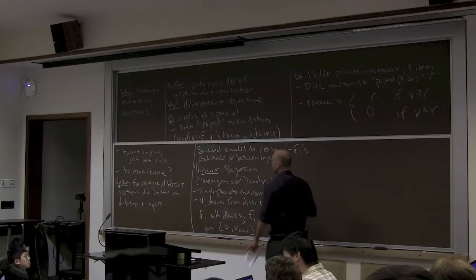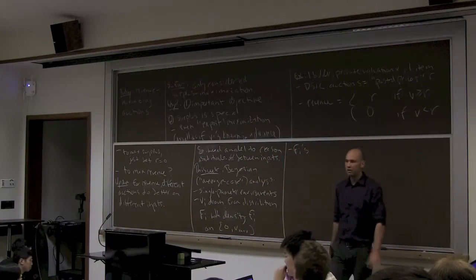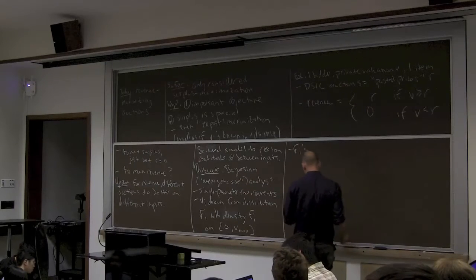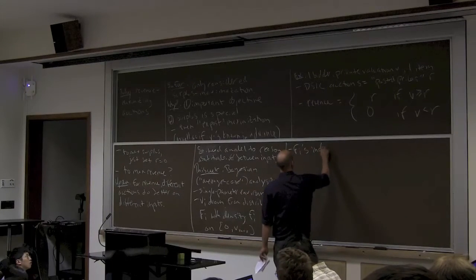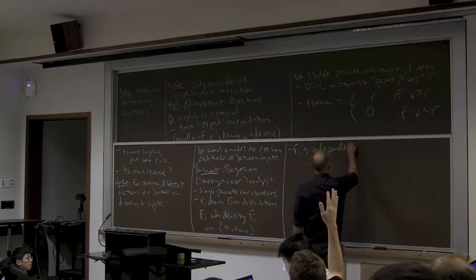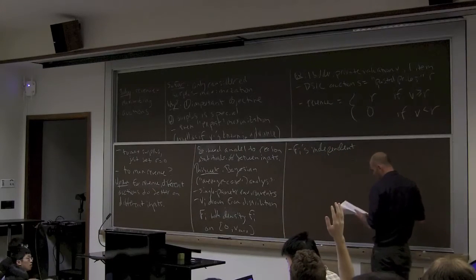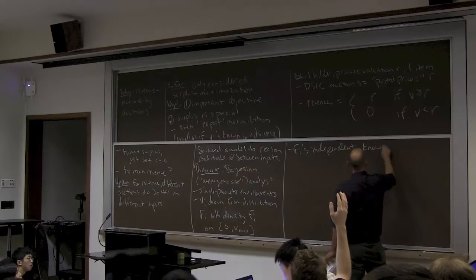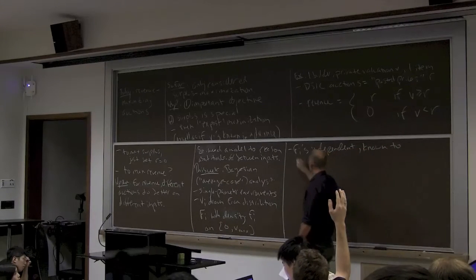Also, the F_i's need not be the same. You can have some bidders that are aggressive, some bidders which are cheapskates, but they should be independent. For the theory we'll discuss today, they cannot be correlated. And they also should be known to the mechanism designer.